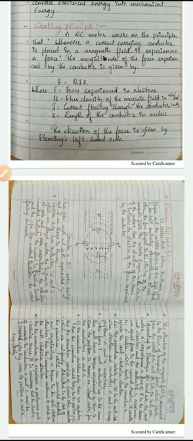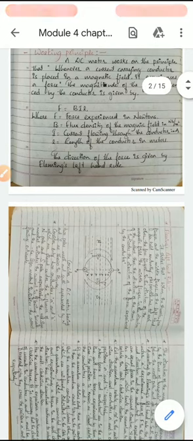The magnitude is given by F is equal to BIL. And what about the direction of the force? That is given by Fleming's left hand rule. So now we will discuss Fleming's left hand rule.